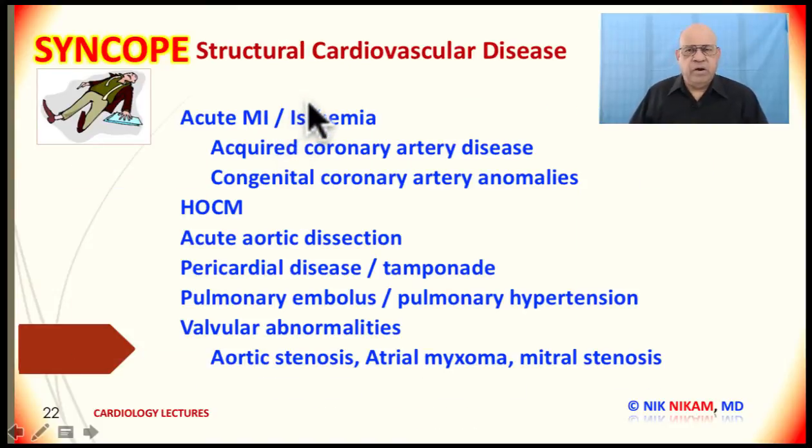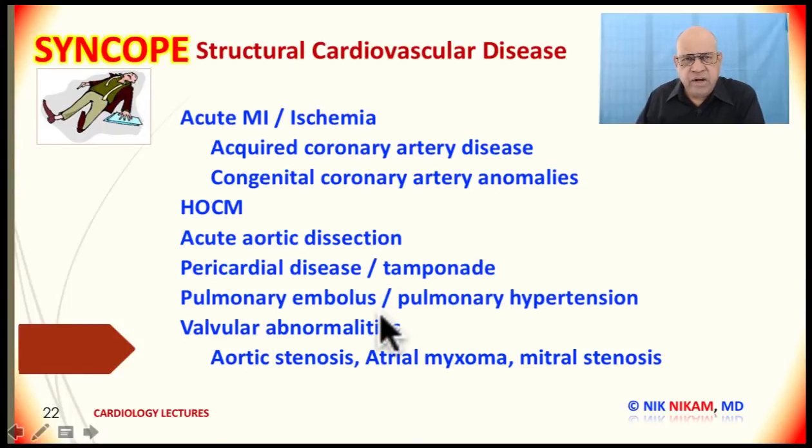Structural heart diseases are another important contributor to syncope in patients. Of course, patients with ischemic heart disease who have myocardial infarction, or patients who have coronary artery disease or congenital coronary anomalies, people with hypertrophic cardiomyopathy, or people who have acute aortic dissection, pulmonary embolus, pericardial tamponade, pulmonary hypertension, pulmonic stenosis, and valvular problems such as aortic stenosis, mitral stenosis, and tumors such as atrial myxoma.